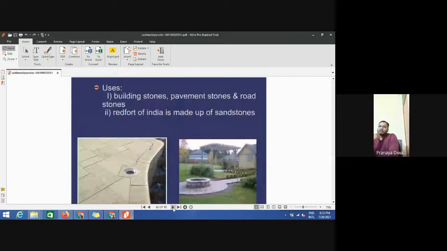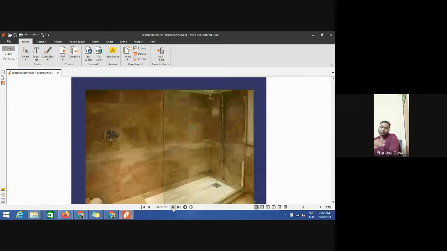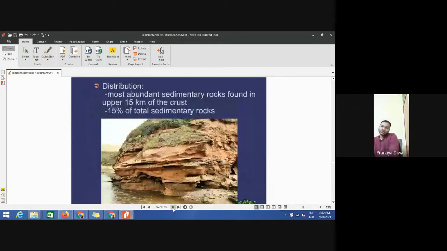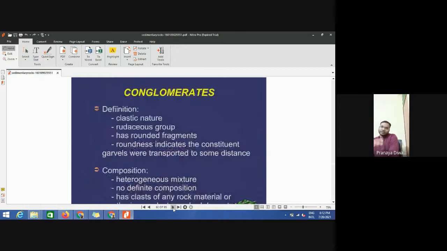What is the use? It is used as a building stone, pavement stone, and road stone. You can see it in many bathrooms. Red coat is the most abundant sedimentary rock and is found in the upper 15 kilometers of the crust. Then you have a conglomerate.